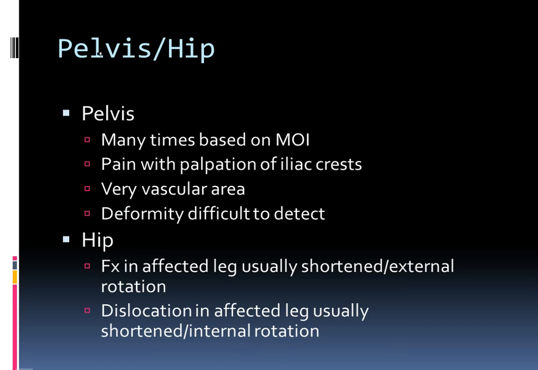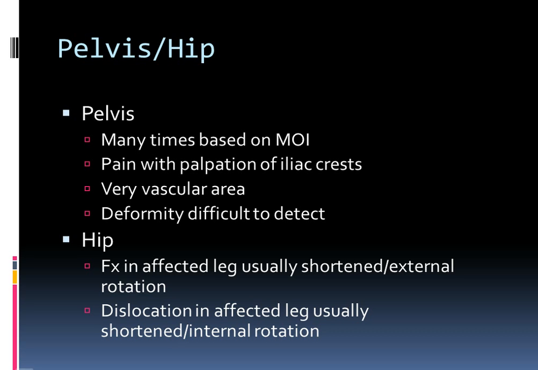Then we're looking at their pelvis and their hips. Many times that's based on the mechanism of injury. So we've got painful palpation of the iliac crest. It's a very vascular area, so just one fracture there, you can lose up to a liter of blood. Deformity is difficult to detect. So this is one of those things where you have to watch on a pelvic fracture because they're not easy to detect. Sometimes you miss the deformity itself, especially in the little bony patients.